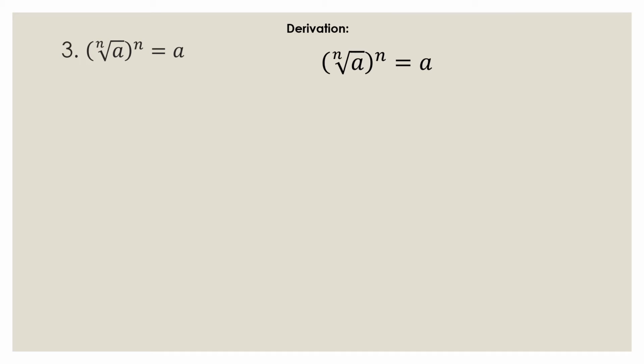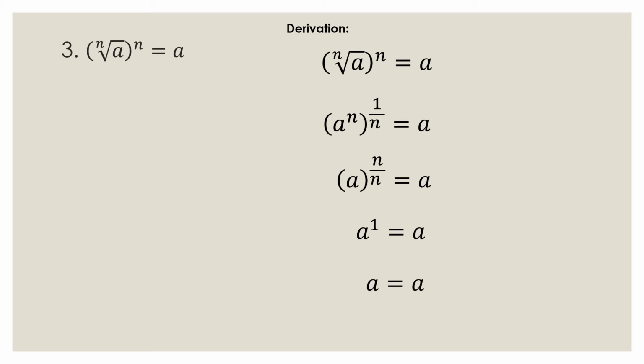Let us now proceed to the third law, which states that the quantity nth root of a, raised to the power of n, is equal to a. Let us derive if that is true. a raised to 1 over n, raised to n, is equal to a, so a raised to n over n is equal to a, and n over n is 1. Therefore, a raised to 1 is equal to a.